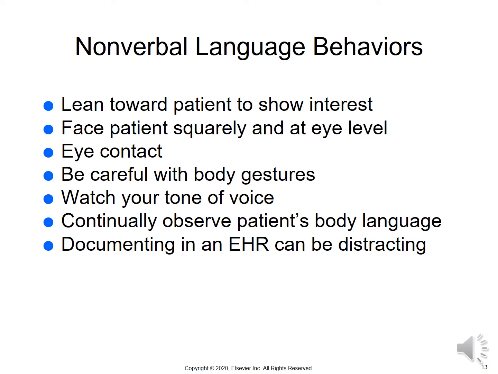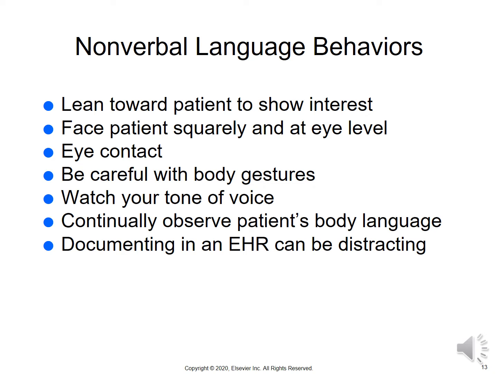So when gathering a health history, lean toward the patient to show interest. Face the patient squarely at eye level to make the process more comfortable and to demonstrate sensitivity and empathy. Eye contact, within reason, is essential for therapeutic communication unless the patient is from a culture that discourages this, and this is something you'll probably have to feel out over time. A closed posture, crossed arms or legs, may indicate disinterest.